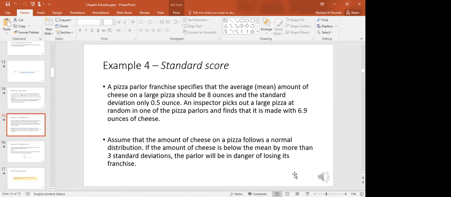So you are within 3 standard deviations, that is between -3 and 3.